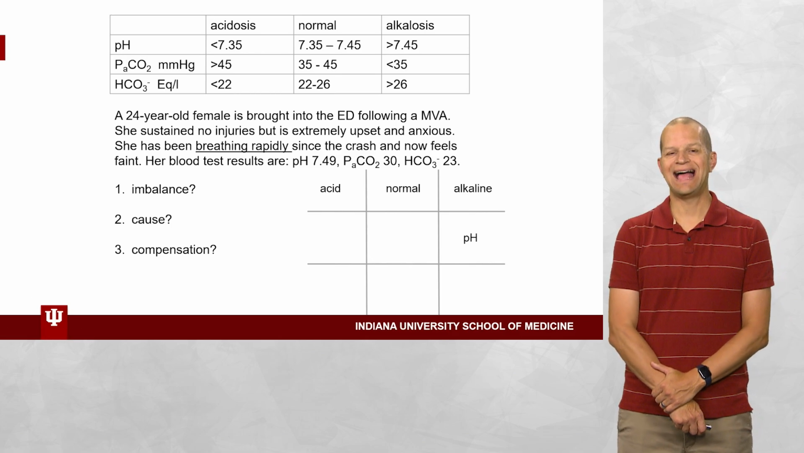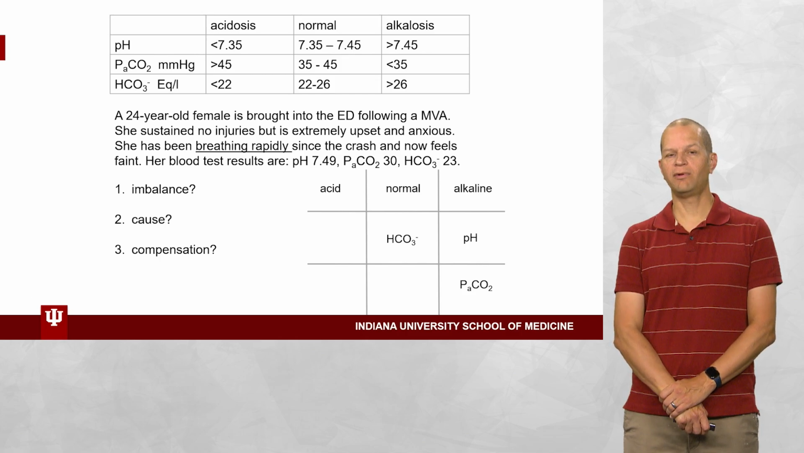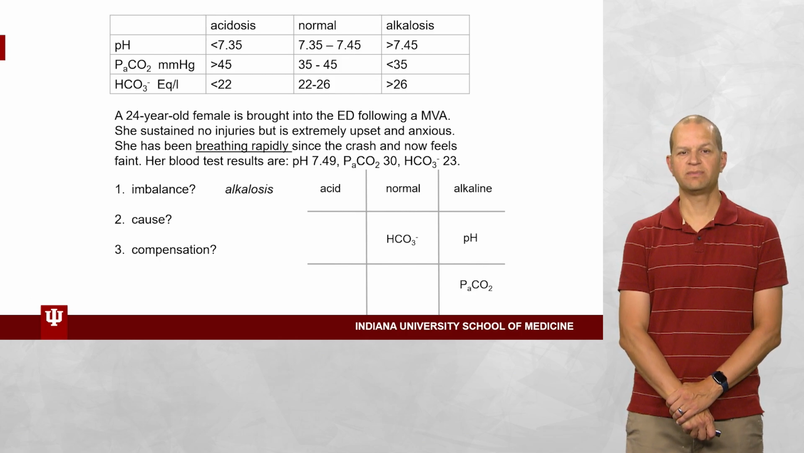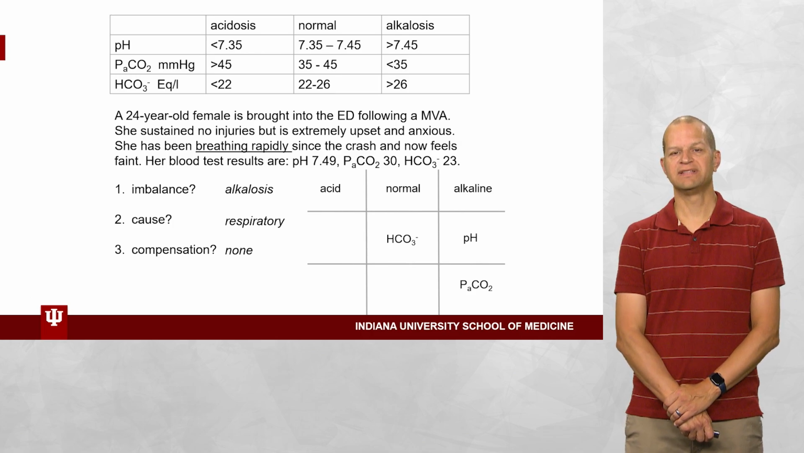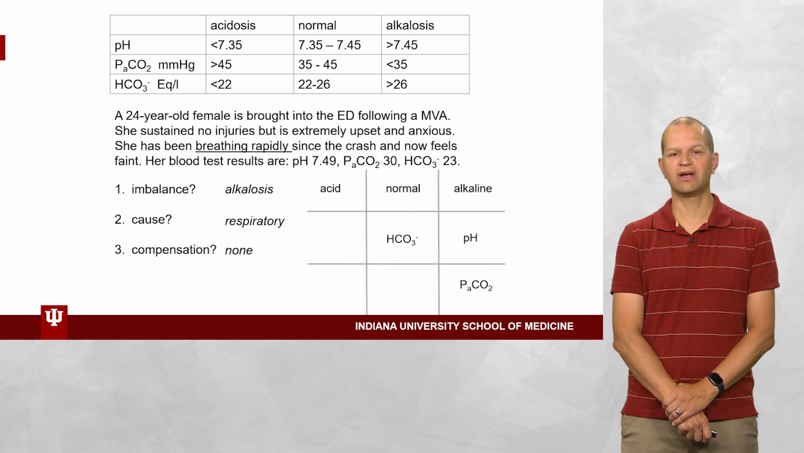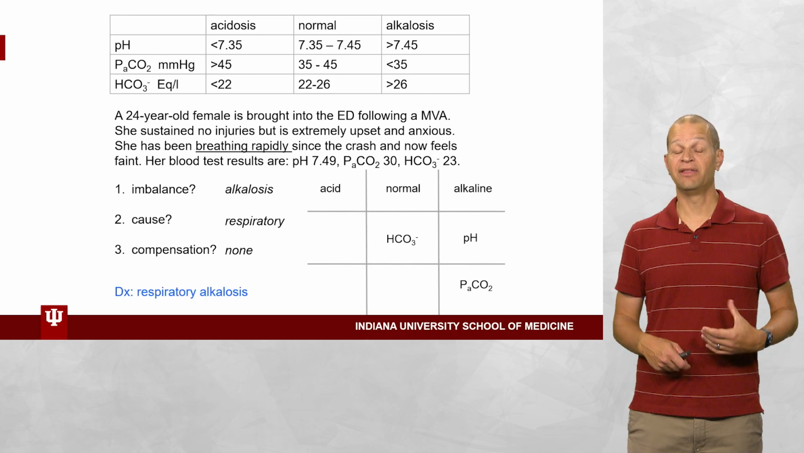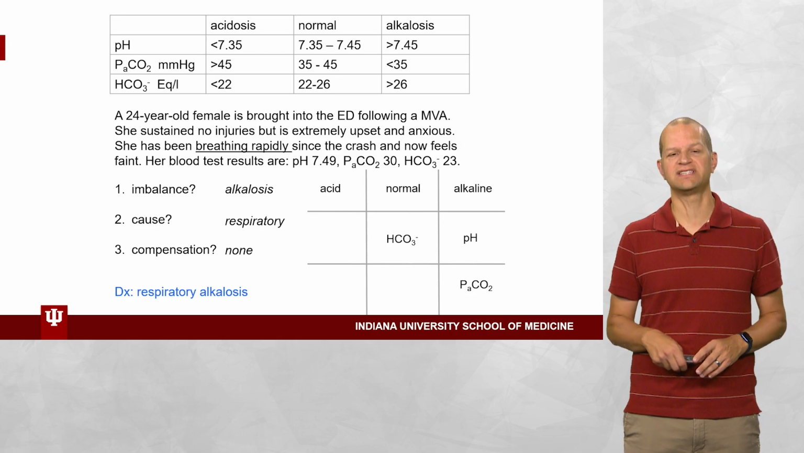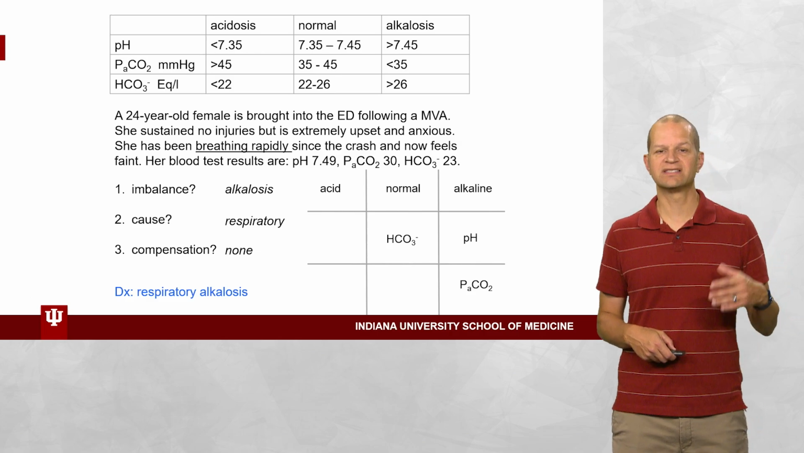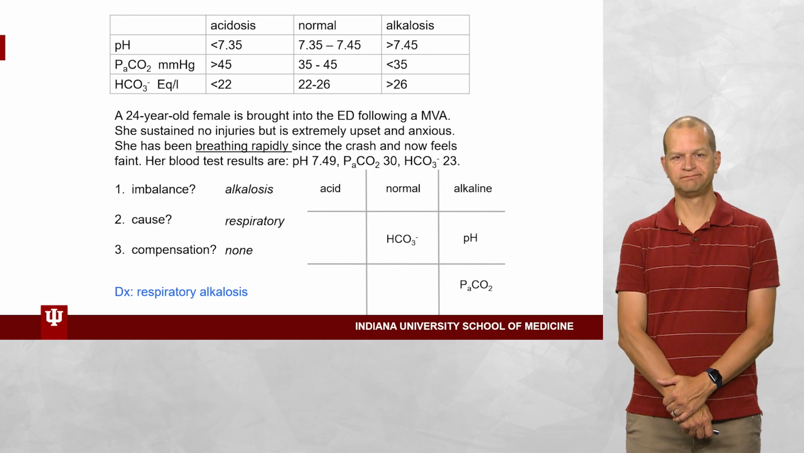So she has an alkaline pH, an alkaline CO2, but a normal bicarb. This would mean she's got alkalosis. It's a respiratory alkalosis, but since bicarbonate is normal, there's no compensation. So we just say she's got respiratory alkalosis. This makes sense. She's anxious, she's breathing rapidly, which means she's getting rid of CO2. So her CO2 is low, which will cause an alkalosis, and this is a respiratory issue.